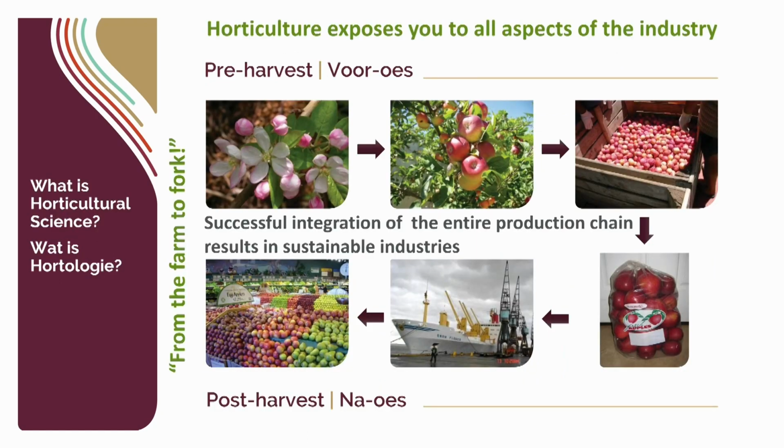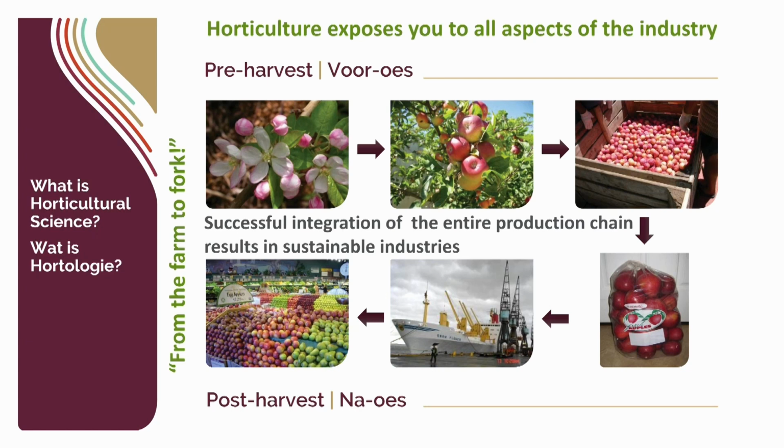Horticulture exposes us to all the aspects of the industry. We have two main broad terms, pre-harvest and post-harvest. With pre-harvest, we mean that even before we start harvesting, before we plant, we have to consider where the product is planted. We need to look at the climatic environment, whether there's water, the soil type, plant nutrition, and the stressful environment, whether the plant will cope with it.